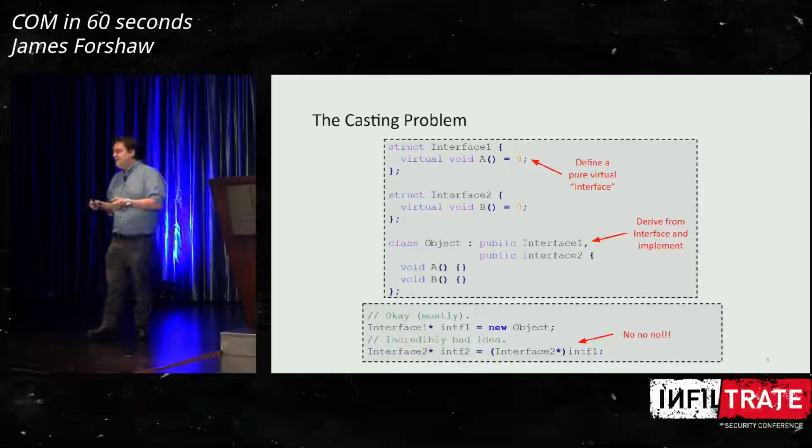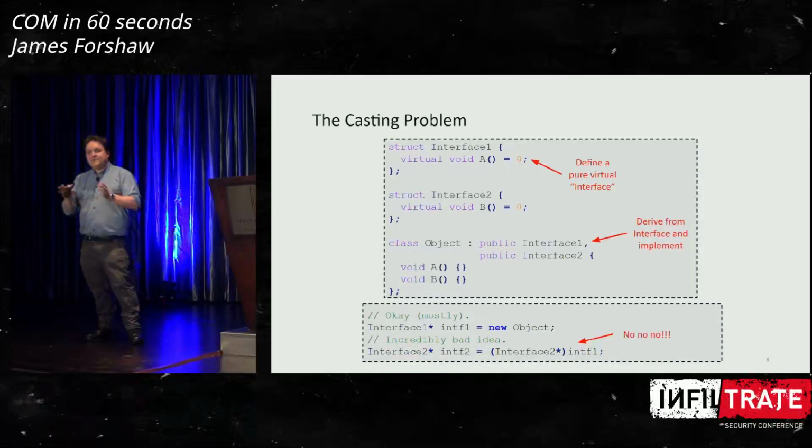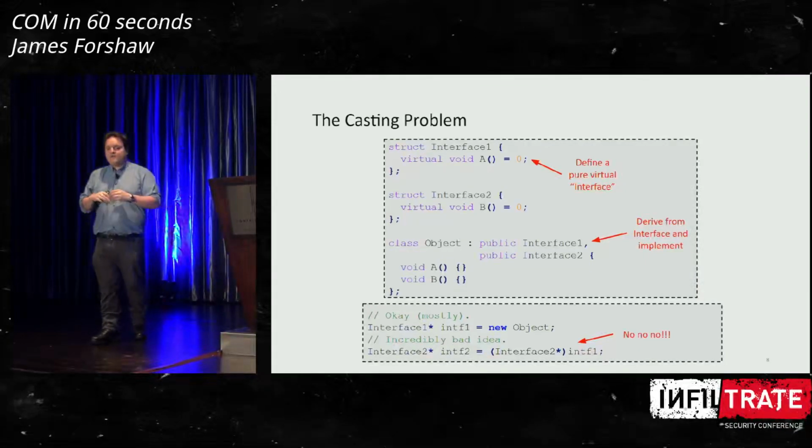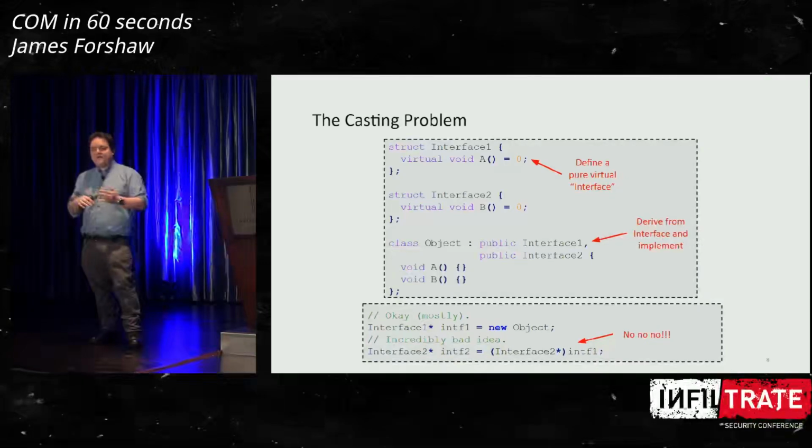Now, it's no coincidence that this ABI is remarkably similar to Visual C++'s C++ virtual function ABI. So when you define a C++ class with virtual functions, it's pretty much the exact same ABI. You've got a pointer to a virtual function table and so on. So you're more likely to see this written in C++. You would define, say, a pure virtual interface, and then you can have an object which derives from one or more interfaces.